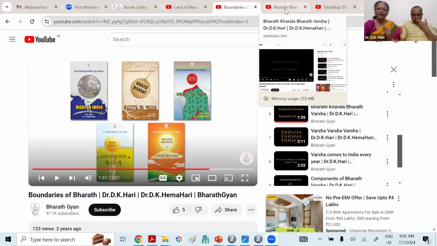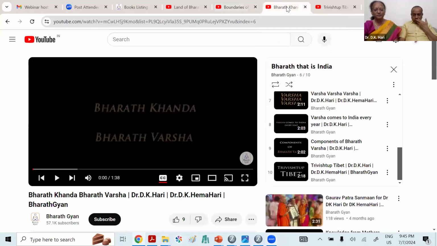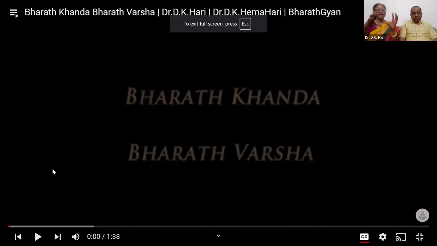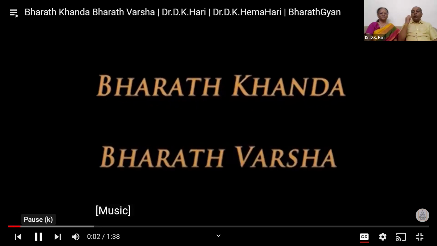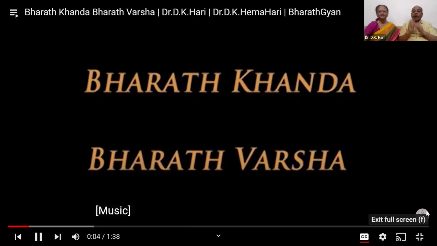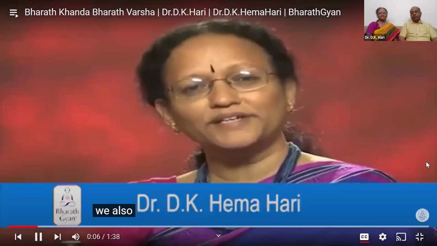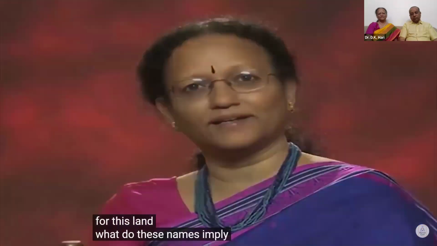Let us look first at the Bharata Khanda and Bharata Varsha. Then we will come to all these aspects of the actual places. Because when we do Sankalpa, we speak about the land, we use two terms, Bharata Khanda and Bharata Varsha. What do these two terms mean and why two different terms? One is Khanda and one is Varsha. We also hear the names Bharat Khand, Bharat Varsh for this land. What do these names imply?